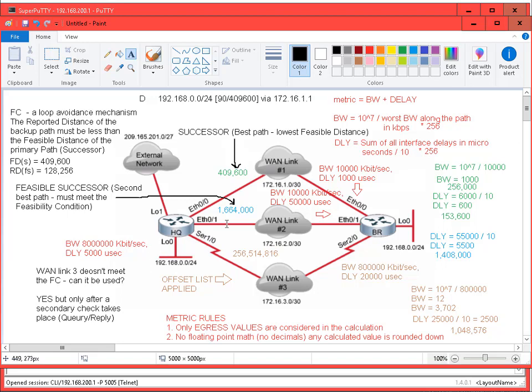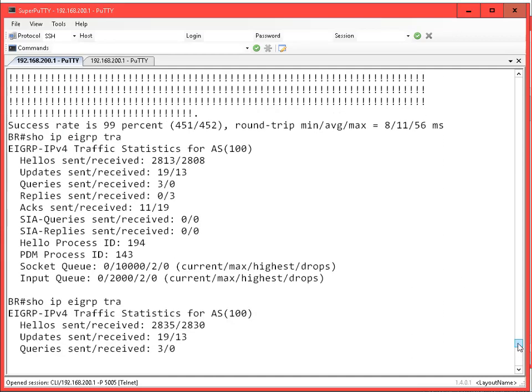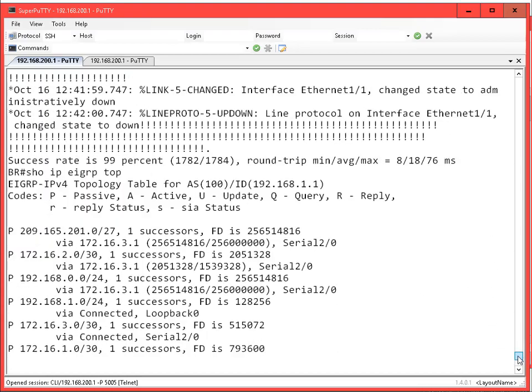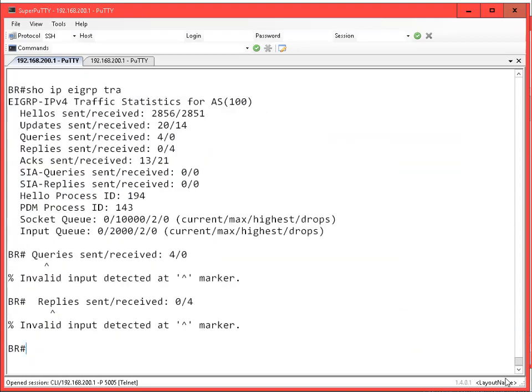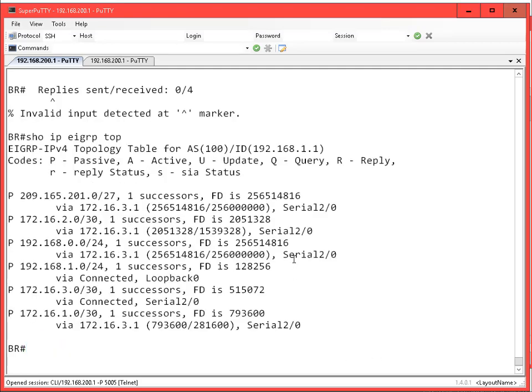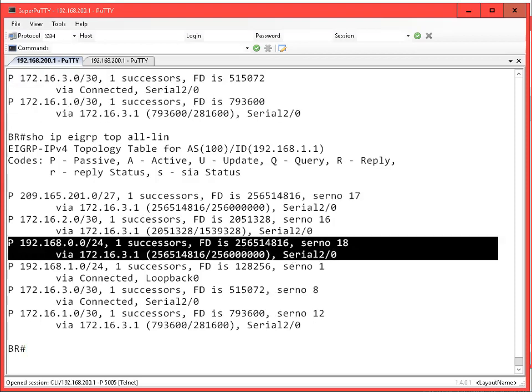That output wasn't what I was talking about. Oh, you're talking about the all-links. Okay, maybe that's what I was talking about. Yeah, that one still has it. It's going to always have it. Even if it's not a feasible successor, you'll still see it. Obviously, if I do a show IP EIGRP topology now, even if I do all-links, it's not going to show anything because there's only one path remaining in this particular case. So it's still a valid path. We could still use it, but we have to go through that secondary query process. All right.